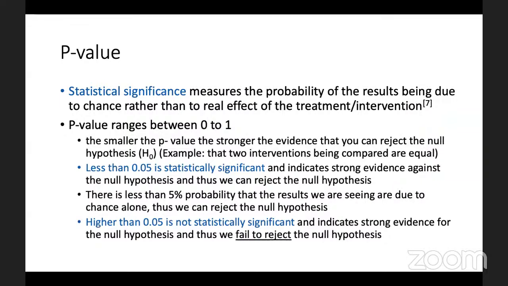Okay. So this means that there is less than 5% probability that the results that we're seeing are due to chance alone. If we have a p-value higher than 0.05, this indicates a lack of evidence against the null hypothesis, and thus we fail to reject the null hypothesis. Note, we never say that we accept the null hypothesis. We just say that we fail to reject it.